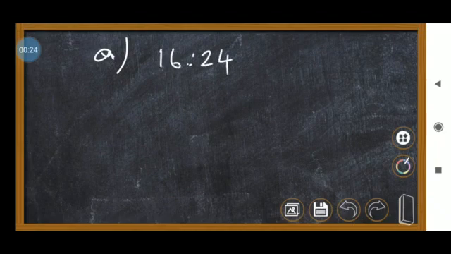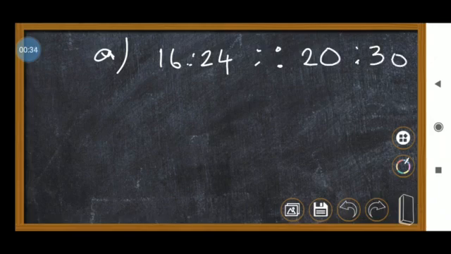Second question: write true or false against each of the following statements. So you have to check whether, see the first one they have given: 16 is to 24 is proportional to 20 is to 30. We have to identify first whether this ratio and this ratio are equal or not.